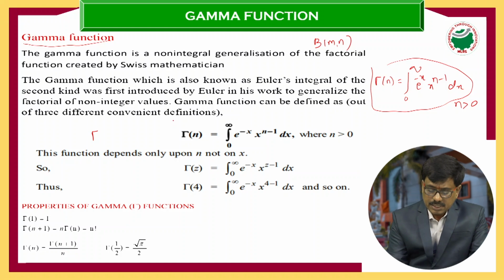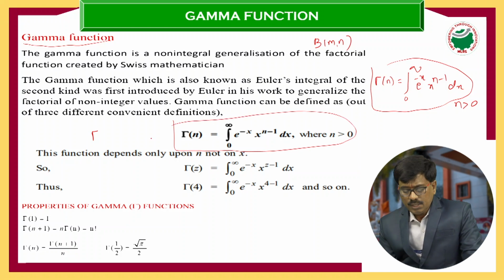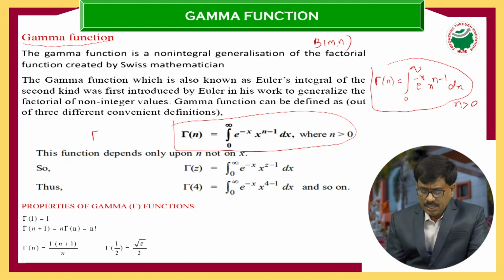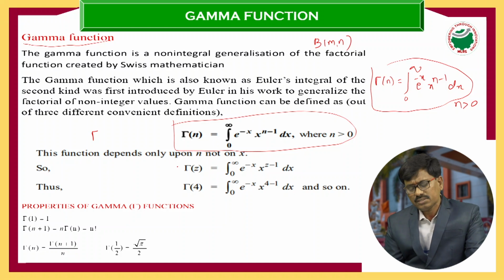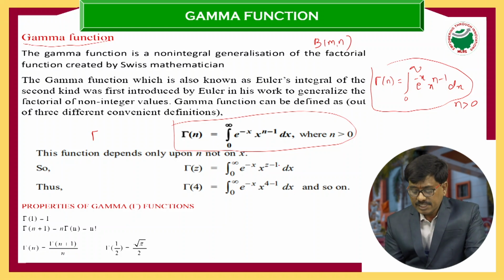These are the definitions of the gamma function. What is the definition of the gamma function? Gamma n equals integral 0 to infinity e power minus x, x power n minus 1, dx, where n is greater than 0. Previously in beta, instead of m and n, I could introduce the values p and q. There is no difference, because we need to take two variables. In this case, we need to take only a single variable. I can say gamma of z. Is there any difference? There is no difference. Integral 0 to infinity e power minus x into x power z minus 1, dx.